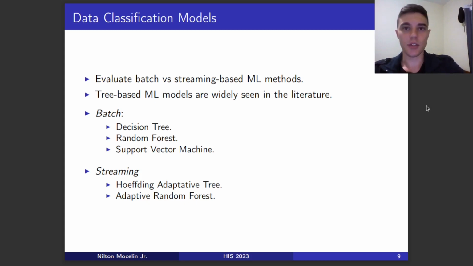So to evaluate these scenarios, we selected some state-of-the-art machine learning models to compare. For the batch-based models, we chose the decision tree, which is a single tree that does the classification; the random forest, which consists of a set of decision trees; and the support vector machine, which is a mathematical model and is also very explored in the literature. And for the streaming-based models, we chose the Hoeffding adaptive tree, which is a modification of the decision trees for streaming, and the adaptive random forest, which is basically a group of Hoeffding trees.